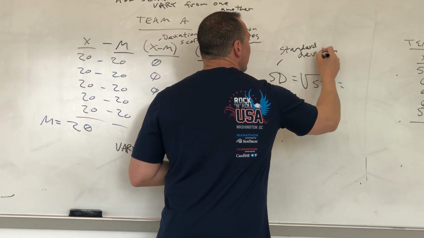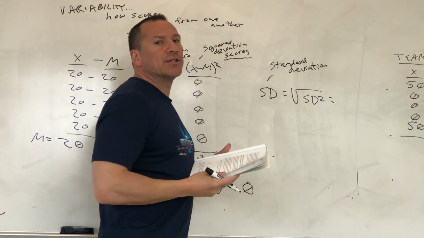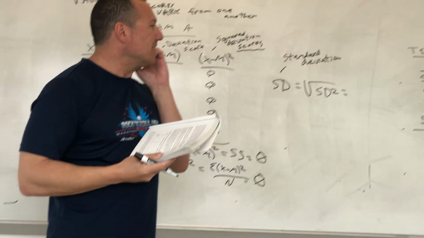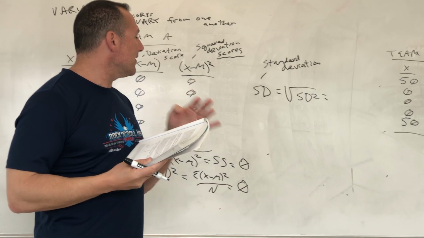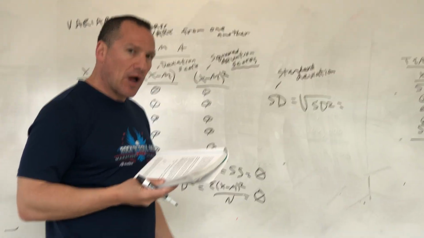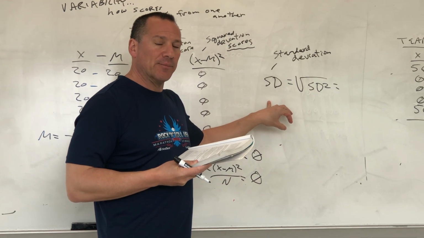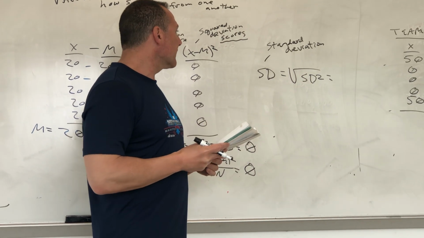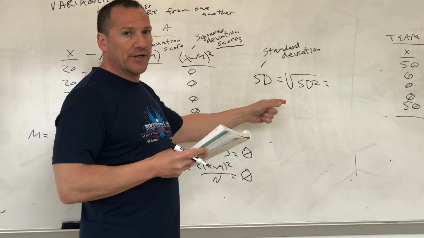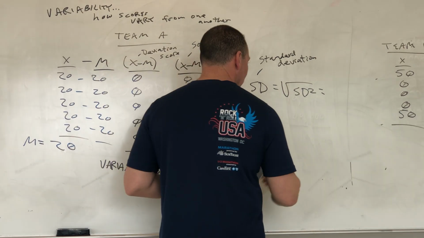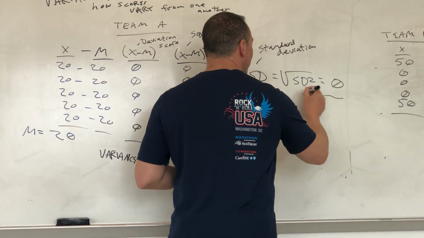Standard deviation is roughly, and you'll see it's not exactly this mathematically, but we use it as a proxy. It is roughly the average amount that the scores vary from the mean in the sample. It is the square root of the variance, and the square root of 0 equals 0.